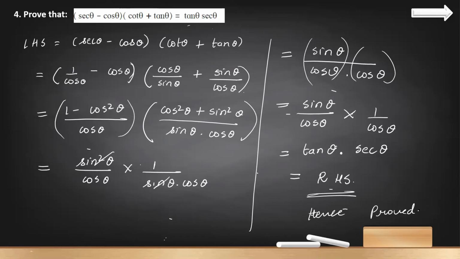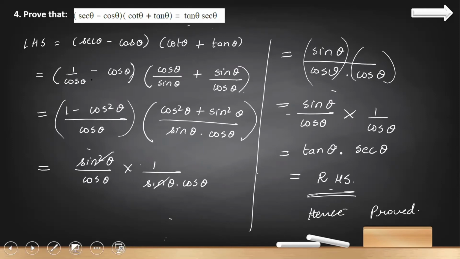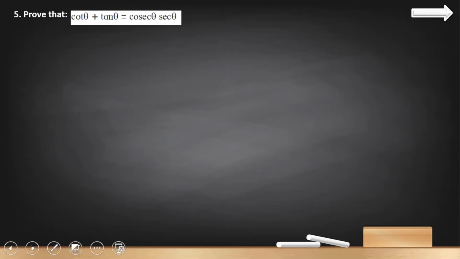Always remember, whenever you do not understand anything or you don't know which identity to apply and squares are not there, always convert each and every term in terms of sine and cos. Things will get simpler. Next one, it says cot theta plus tan theta is equal to cosec into sec. Now again, there is no identity which can be applied over here, so let us start with the LHS and then convert it into sine cos.